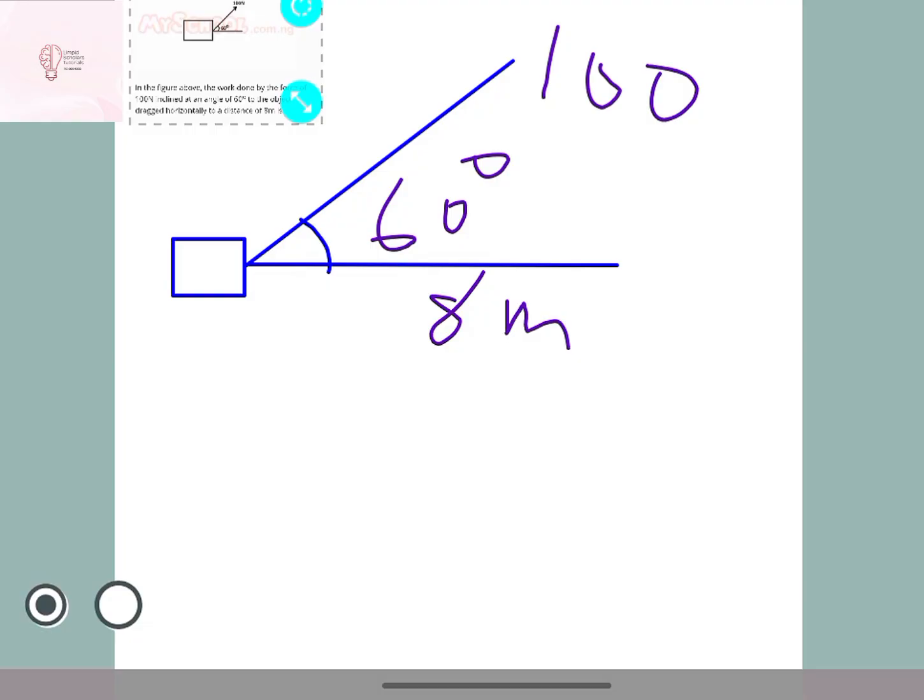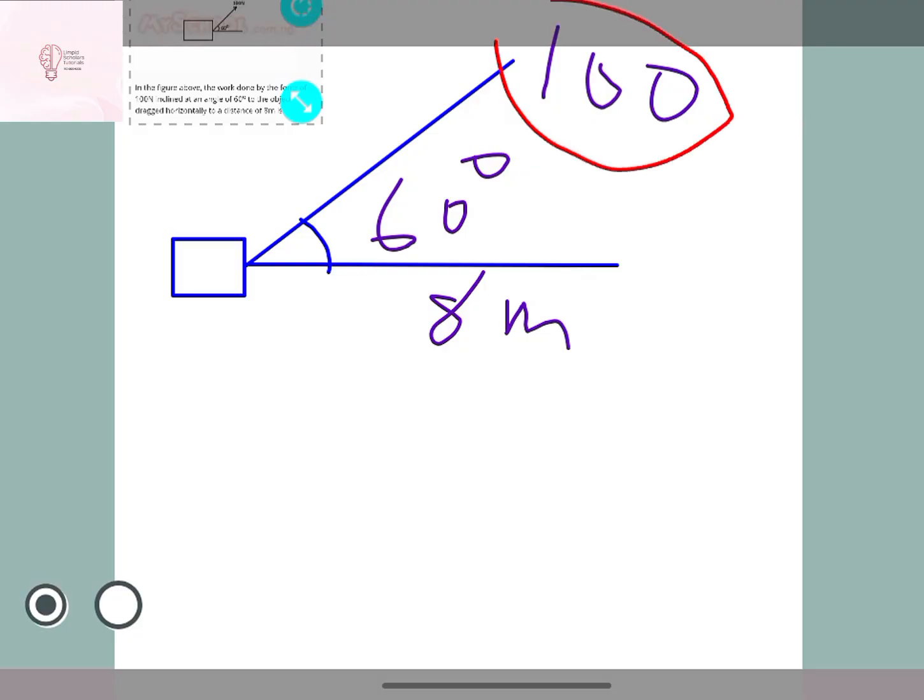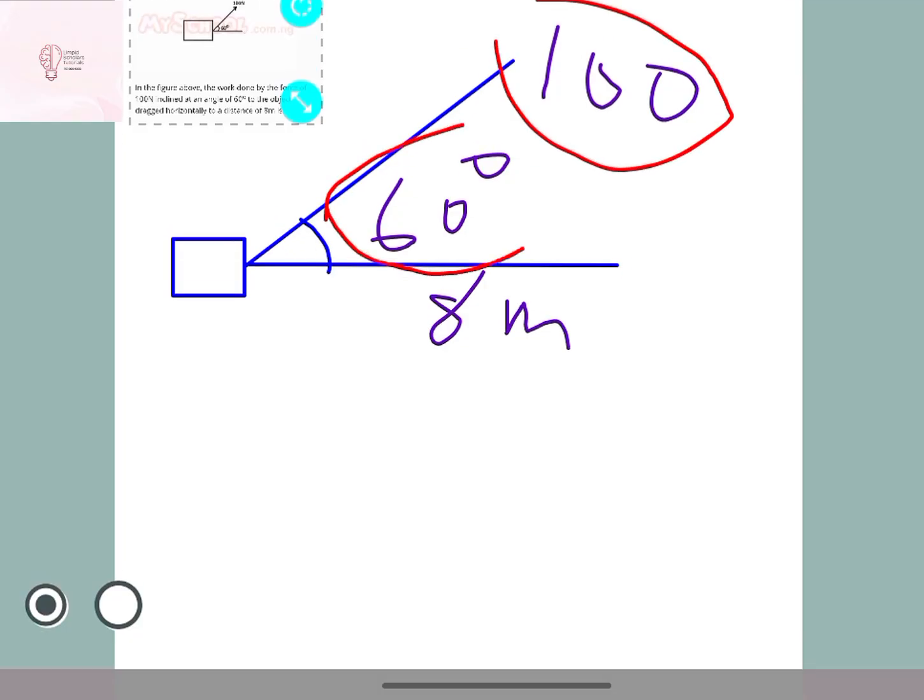This is going to be 100 times cos 60. Why is it cos? Because you are resolving to the horizontal. Do you understand? 100 times cos 60 times your distance. Do you understand now? So that is it. So let's solve.